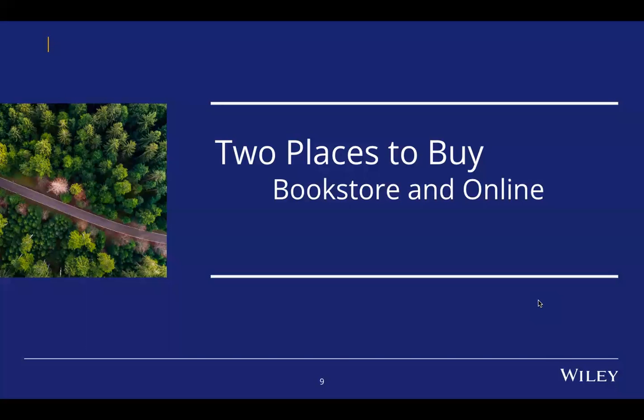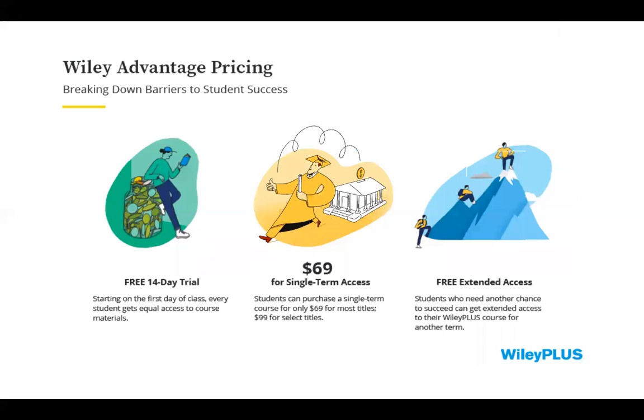Now I'm going to be talking about the two places to buy. So if you haven't decided on the best option for you, every student gets equal access to course materials with the 14-day free trial. So you could use that. I'm going to be talking a little bit more about that later. So generally it's $69 for single term access. Select titles will be $99. And there's also free extended access for students who have already taken the course and are retaking it. And I'm going to be going over that later as well in the presentation.